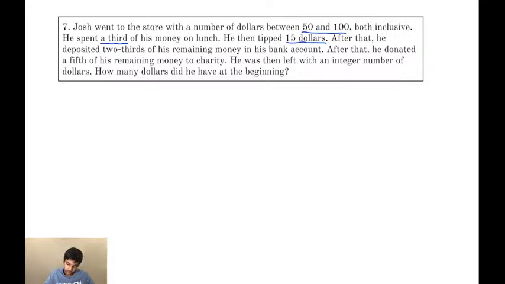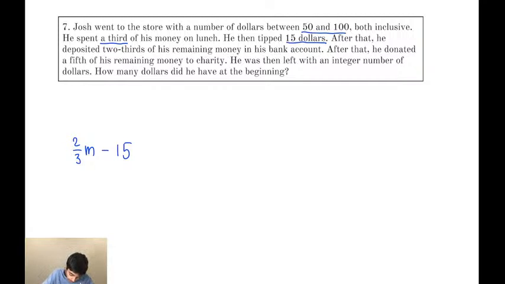Okay, so let's just say that he has M dollars in the beginning. Then we're given that he spends a third of his money on lunch, right? So if he spends a third of his money on lunch, he's left with 2/3 M. Because out of the M in the beginning, 1/3 went away to lunch, and he's left with 2/3 M. But then he tips $15, so minus 15.